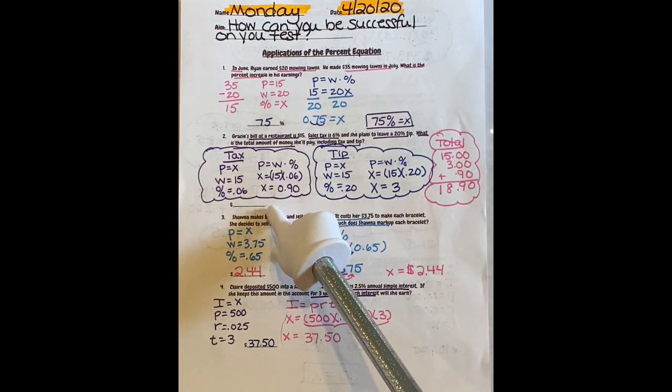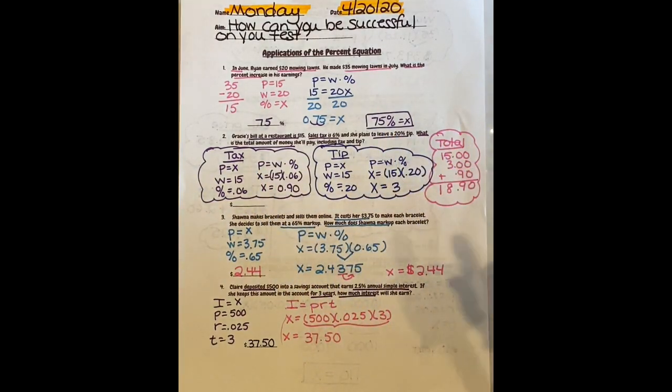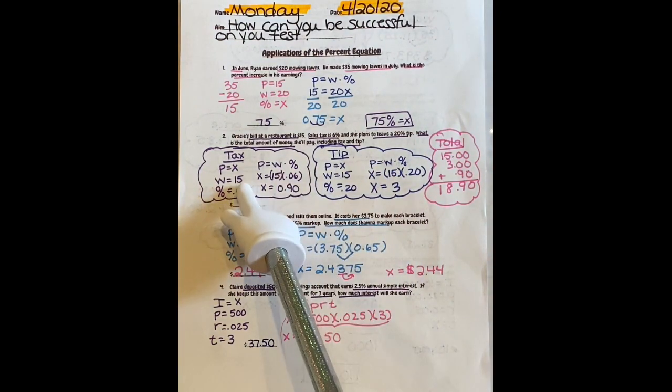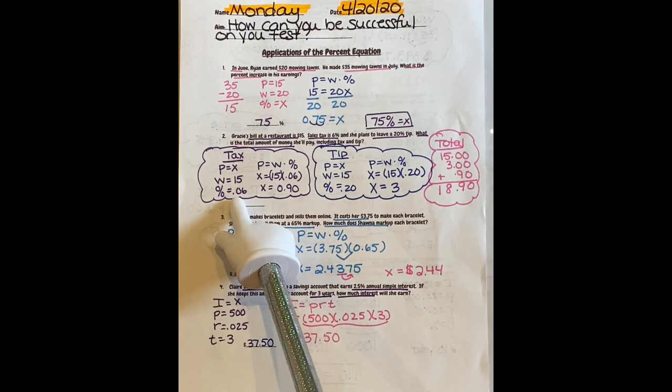So I'm going to start by finding my tax. To find my tax, I'm finding a part because tax is a portion of what you have to pay. My whole is my original amount, which is $15. And my sales tax rate is 6%, but I have to write it as a decimal. So as a decimal, that would be 0.06 because you divide by 100 to get the decimal.